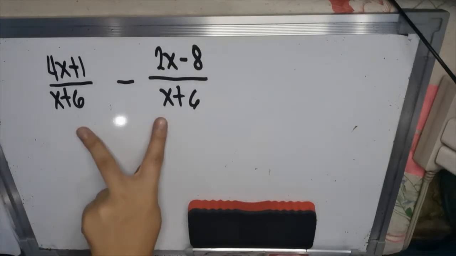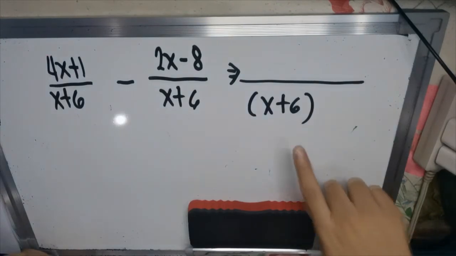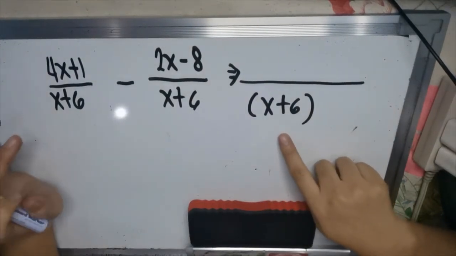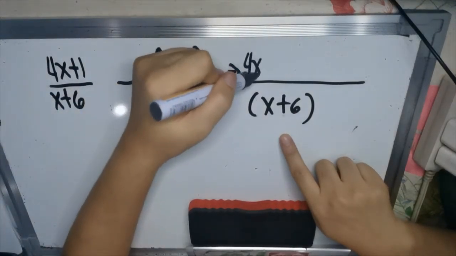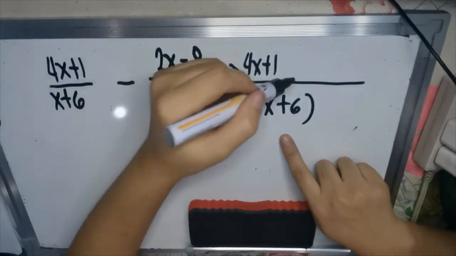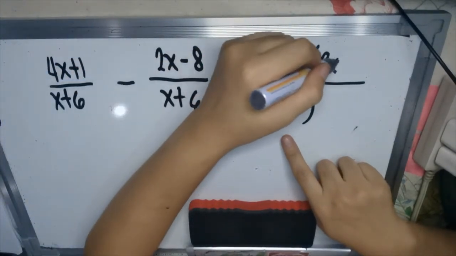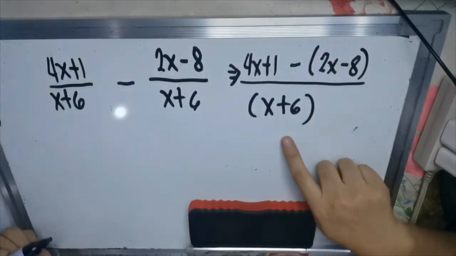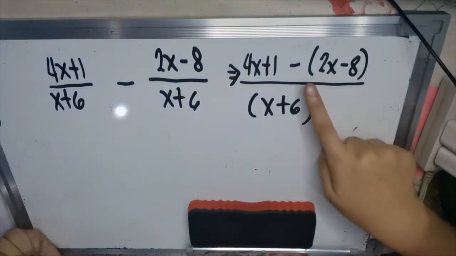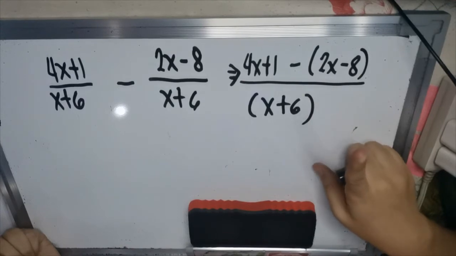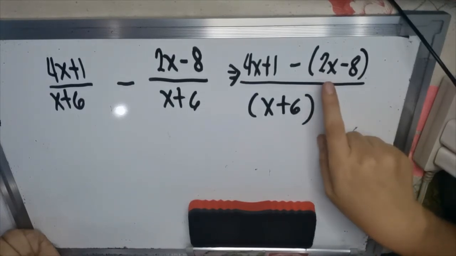Again, check ulit yung ating denominator. Since parehas, copy iyan. Tapos, parehas naman ang ating denominator, so proceed na tayo sa numerator. So, i-rewrite natin para hindi nakakalito. So, 4x plus 1 minus the quantity of 2x minus 8. Okay? So, you have to put, hindi nyo pwede idiretso na minus 2x minus 8. Okay? Magkakagulo kayo diyan. So, lagyan nyo muna ng quantity iyan.